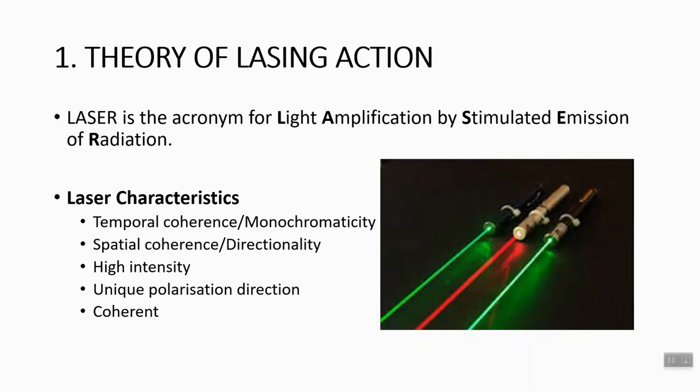Laser has some unique characteristics which distinguish it from ordinary light sources. It includes temporal coherence or monochromaticity, which implies that laser is highly monochromatic. Then the second characteristic is spatial coherence or directionality, which means that laser light is highly unidirectional. Then high intensity, since it travels along a particular direction only. Then unique polarization direction, and this laser beam is highly coherent.